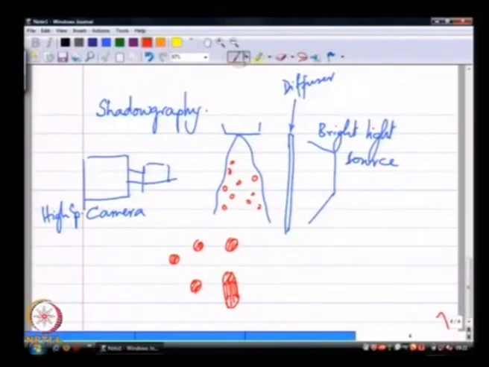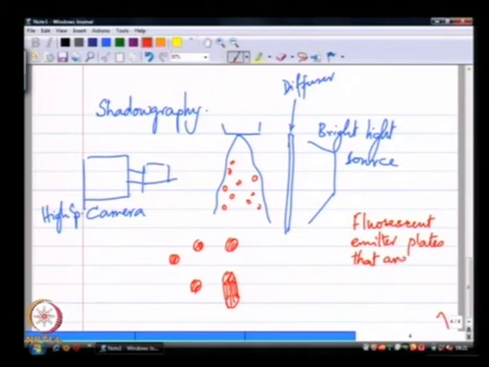Okay, so the solution to that very often used is to have, instead of a bright light and diffuser, fluorescent emitter plates if you will, that are excited by a laser pulse.